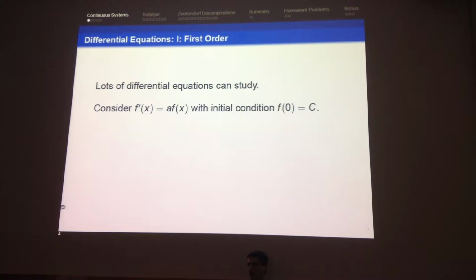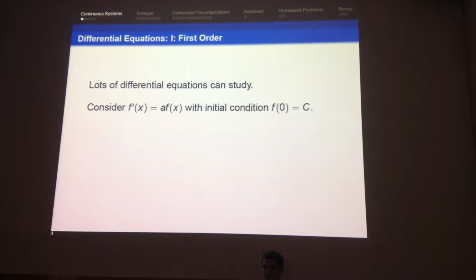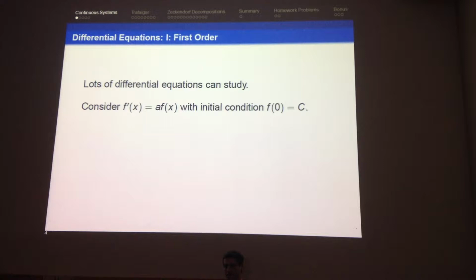0 is still of the form e to the x. It's 0 times e to the x. So what would the general solution be? So it's not just e to the x. Does anything else work in addition to e to the x? A times e to the x.